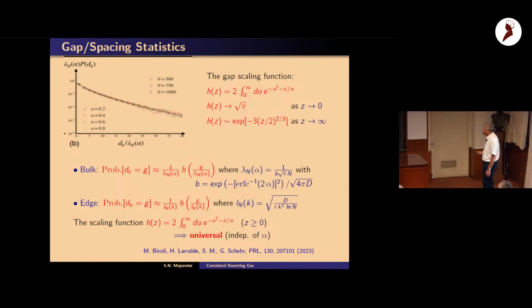In random matrix theory, this is the Wigner-Dyson distribution, so it goes to 0 because of eigenvalue repulsion. But here, the eigenvalues don't repel, and they attract each other in some sense. So it goes to a non-zero constant when the gap goes to 0, so they can be next to each other with high probability. But for large z, it has a non-trivial stretched exponential tail, which goes like e to the power minus z to the power 2/3, which is again sort of universal.